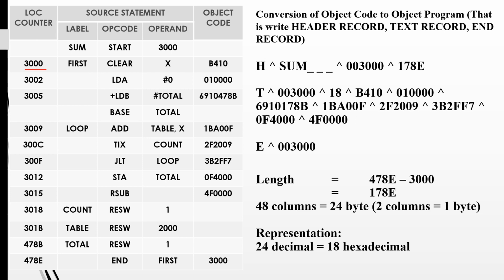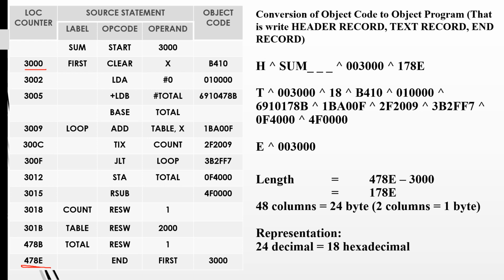How to calculate this length of the program? The length of the program equals the final length, that is the last instruction location counter, minus the initial location counter. That is 478E, the last instruction counter, where here it is. Then 3000 is the first location counter instruction. Then the value we get is 1780. We have to write this in the header record.